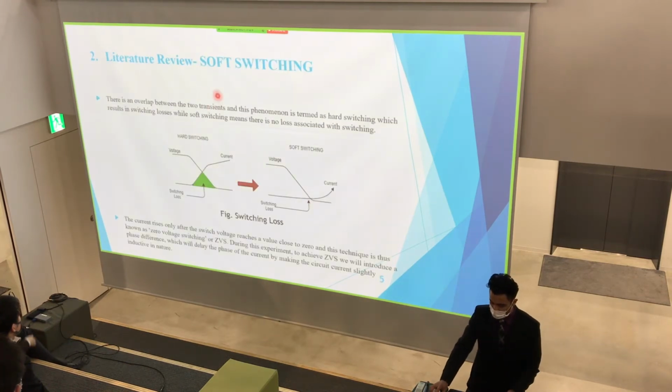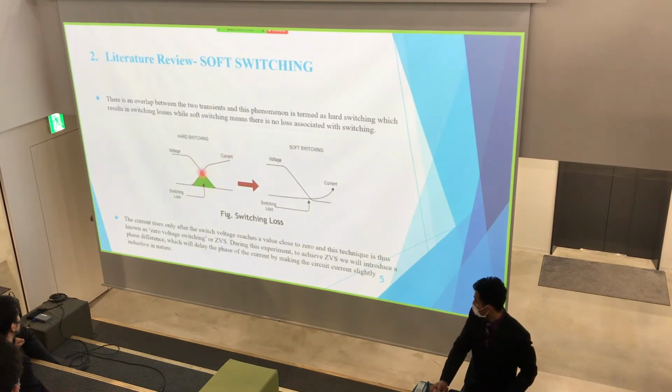For the review of soft switching, we have the transient for voltage and current, and the switching loss. We can remove it by making the voltage 0, which means we increase the current only once the voltage is 0. One way to do this, which I will use later, is to include a phase difference in the current, so that the phase gets delayed and the current increases only when the voltage is 0.